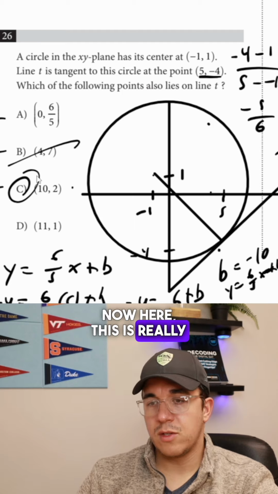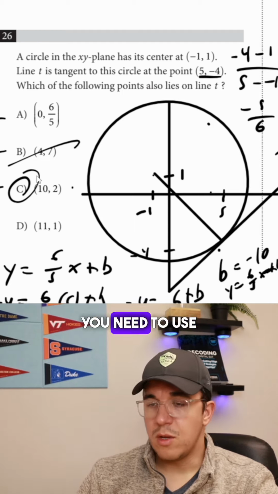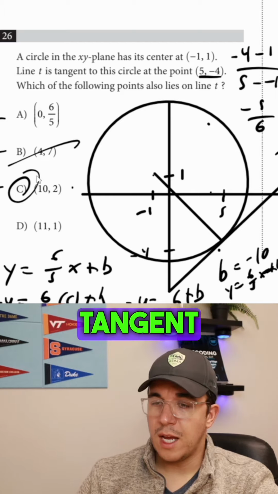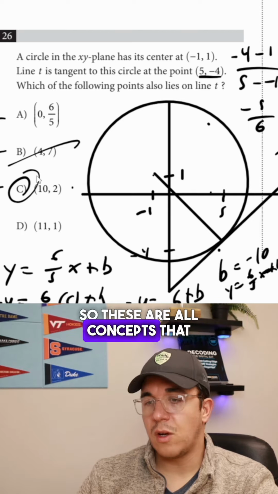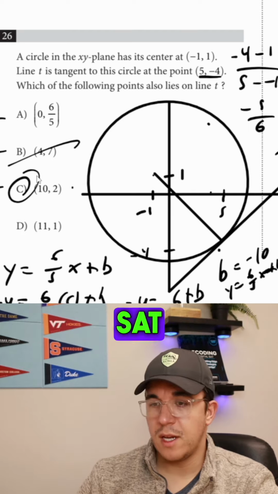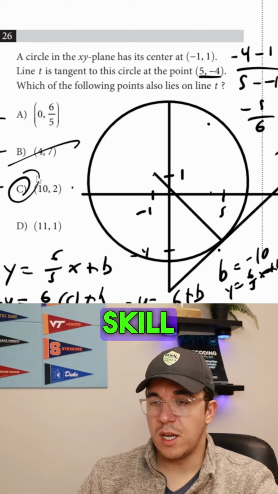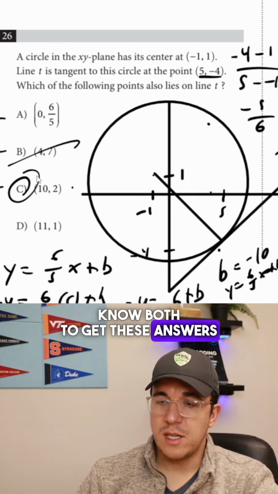Now here, this is really important. Make sure that you know the rules here. You need to use perpendicular slopes, and you need to know that when a tangent line is drawn to a circle, it's perpendicular to the radius. So these are all concepts that you need to remember. Why is the SAT hard, right? It combines conceptual things like this with skill and ability, right? So you need to know both to get these answers right at the end of the test.